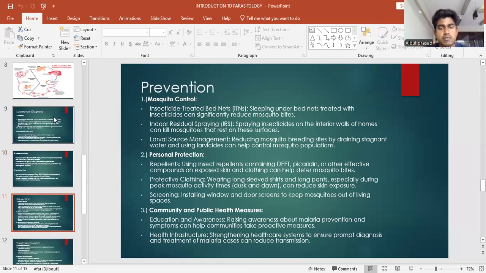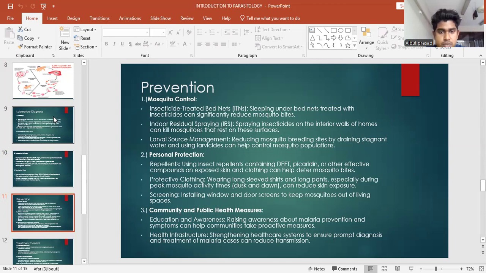Now, let's look at some of the preventions. Mosquito control. Individuals can use insecticide-treated bed nets. Sleeping under bed nets treated with insecticides can significantly reduce mosquito bites. The indoor residual sprays, spraying insecticides on the interior walls of homes, can kill mosquitoes that rest on these surfaces. And it also reduces the mosquito breeding sites.